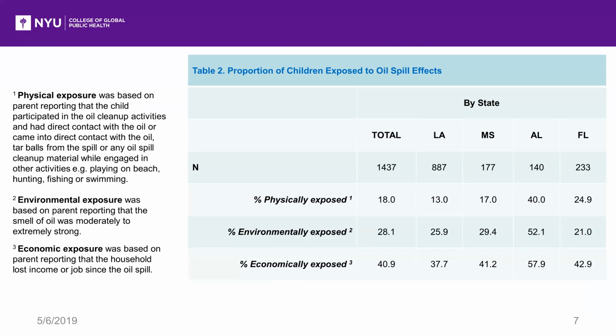And so when we looked at exposure by children across these 4 states, we had 1,437 households that we visited and did household surveys with those households. You could see that there's, first of all, a fair extent of exposure here, and we distinguish between physical, environmental, and economic exposure. So the physical exposure was a parent saying that the child participated in oil cleanup activities or had direct contact with oil, dispersants, tar balls, etc., or with even when playing on the beach. Environmental was the parent saying that the smell of oil was moderately to extremely strong. And economic was based on the parent reporting that the household lost income. And you could see that these are all fairly high and also vary across the states.